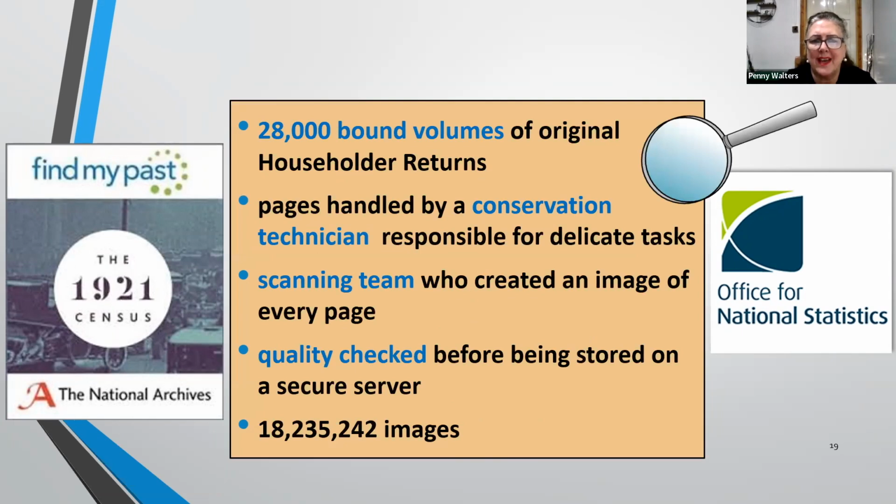There are 28,000 volumes of householder returns. Each page was to a greater or a smaller amount stuck to the page before, and they had to get conservation specialists to work with almost pins to try and separate these pages and do a good job of flattening them out. They found some strange things trapped in the boxes as well, and obviously some were damaged. Anyway, it was a very delicate task. And a team had to create the image, and they all had to be quality checked.